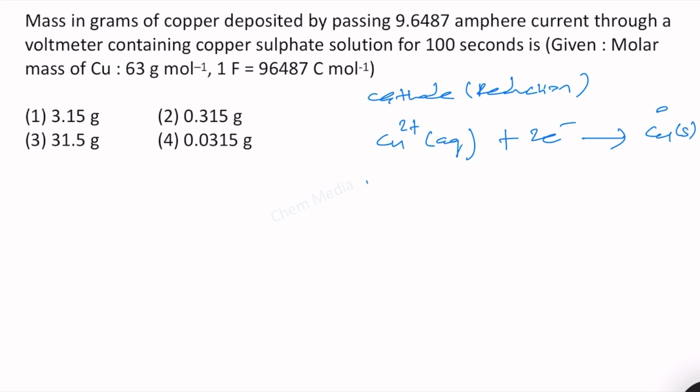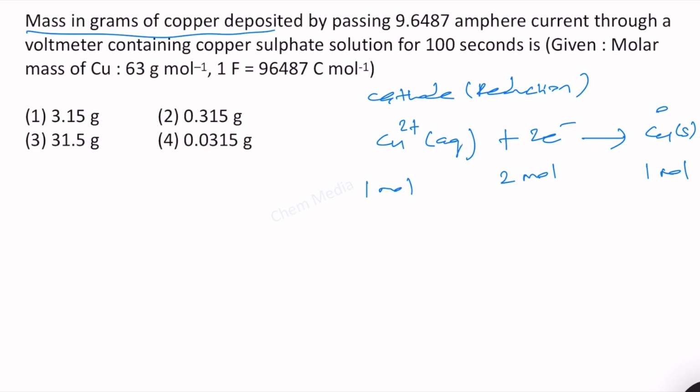So, if we have 1 mole of copper 2 plus in the aqueous medium, we require 2 moles of electrons so that we can get 1 mole of copper solid. That is the stoichiometry here. Now, we need to calculate the mass of copper deposited in grams.